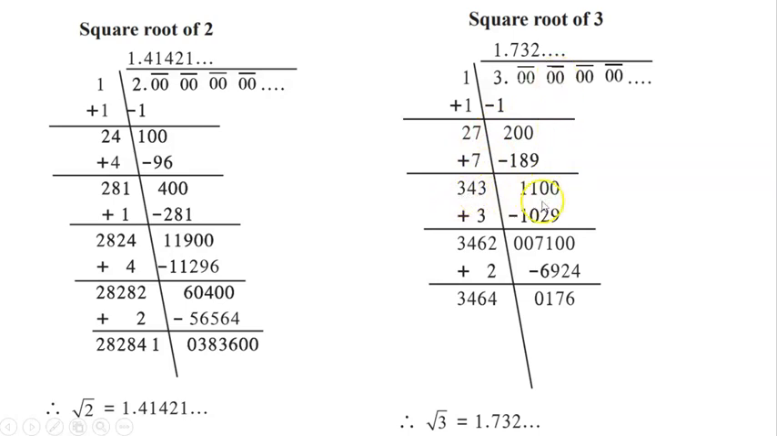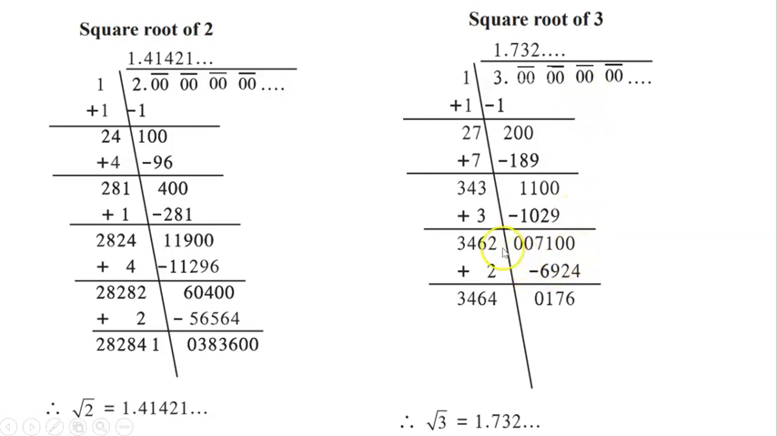Okay, again next we take one pair of 0, the number will become 1100. Okay, next again we will take to the unit place the number 3, we will multiply 343 by 3, and then you will get 1029. After subtraction you will get 71. Next again we add the quotient number, this 3. 343 plus 3, then you will get 346. Okay, here the remainder is 71. Again we will take one pair of 0.